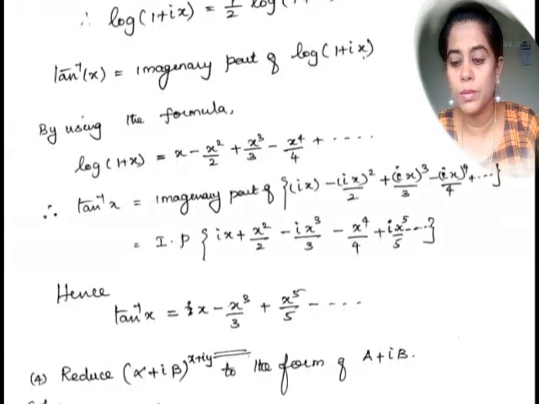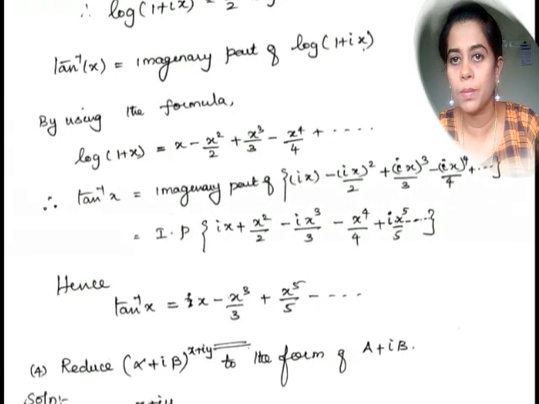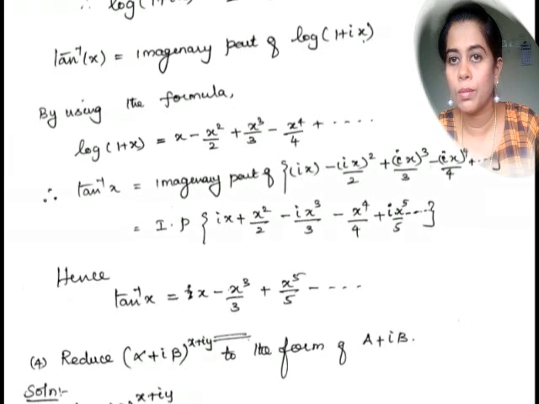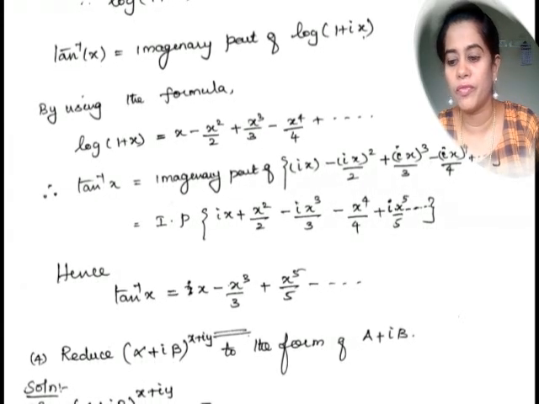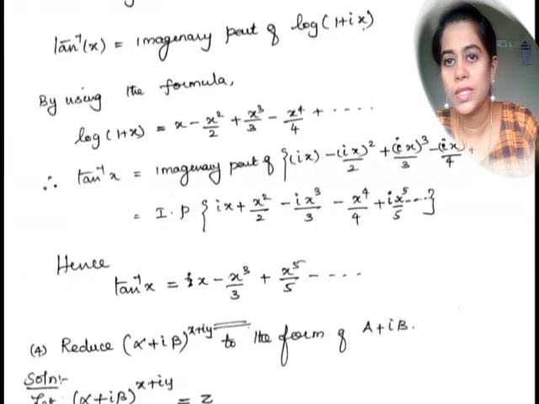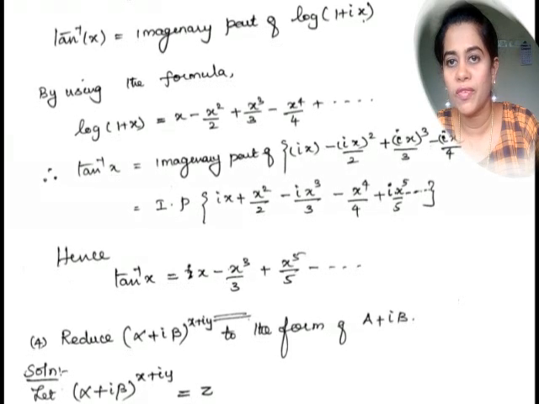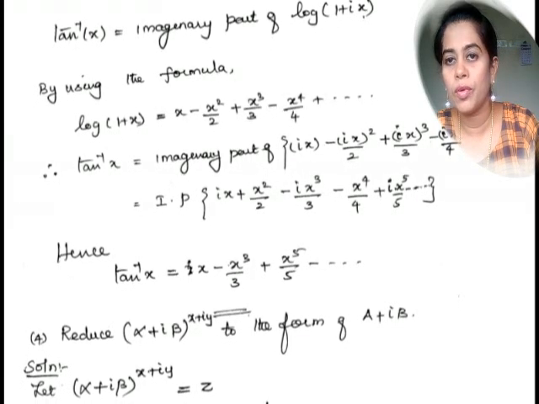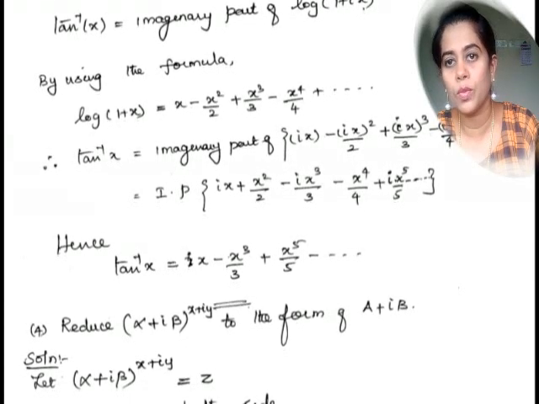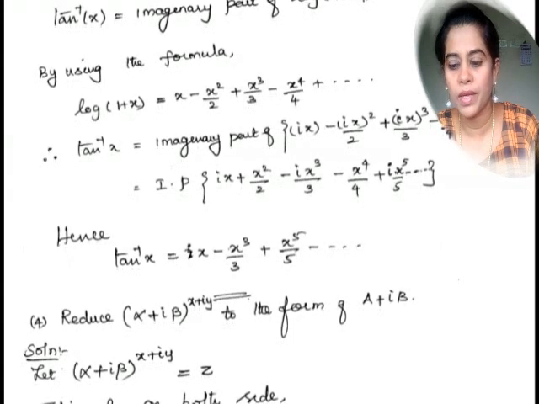Then the next term is minus of i⁴x⁴. i⁴ is 1, so the minus remains the same. So minus x⁴/4, plus the next term will be, what is the next term? It is plus (ix)⁵/5. i⁴ into i will be written as, i⁴ is 1 into i is i, so i x⁵/5.